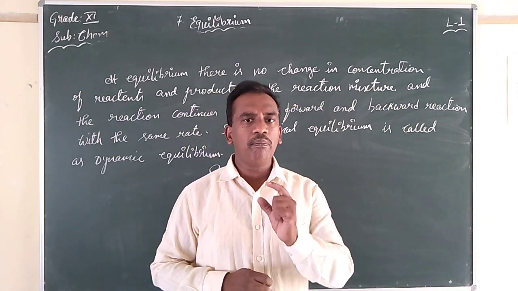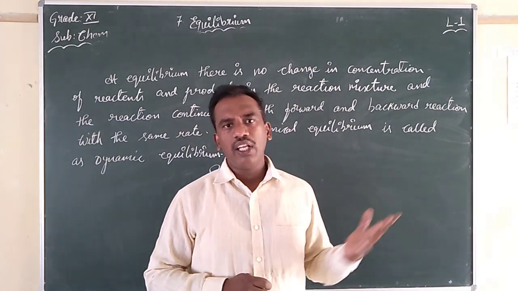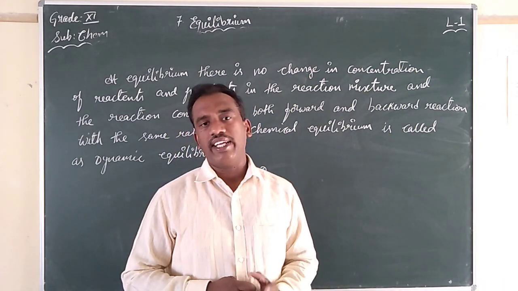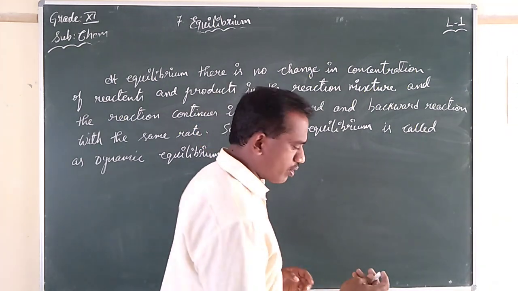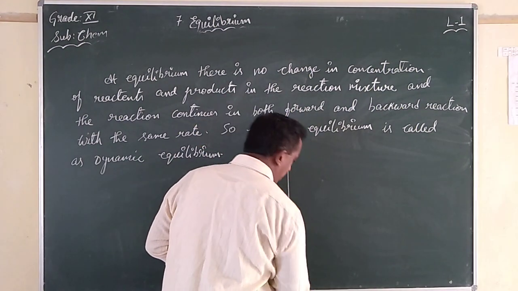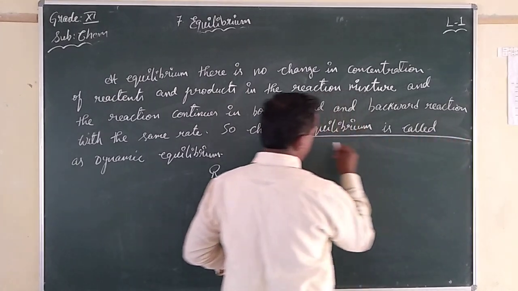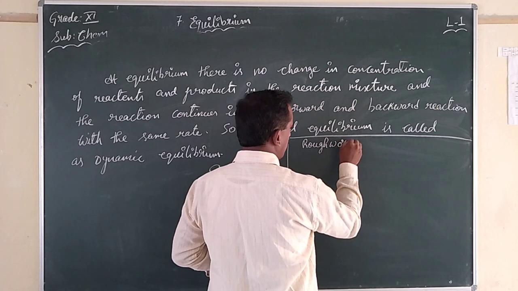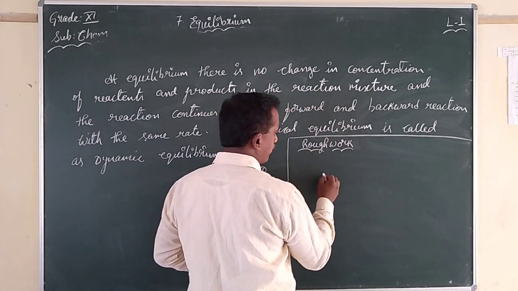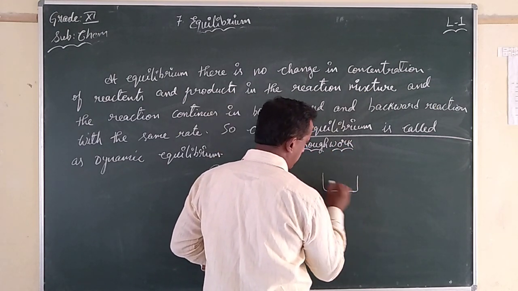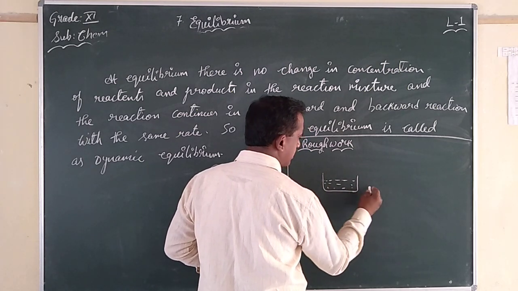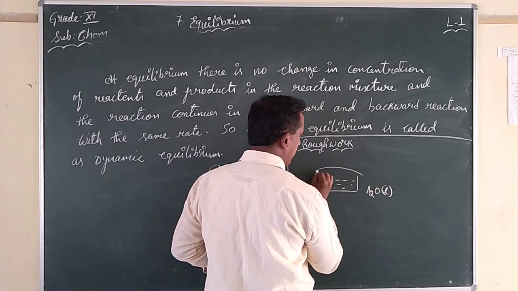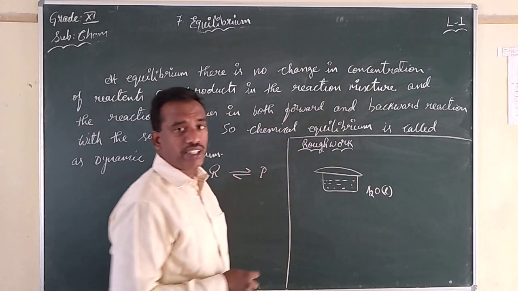So let us take one simple example, then we can apply our definition. Good. Now imagine we got one container. What did we get, children? We got one container. Here I am taking my rubber. I am taking a small container. In this container, there is some water. Water is there, children. And I am closing this container with a lid.